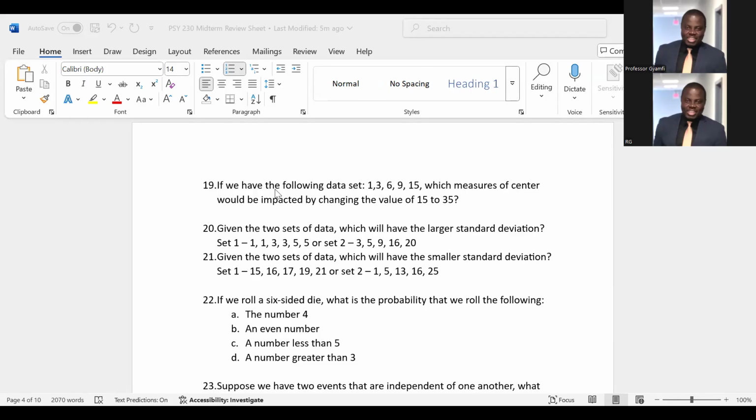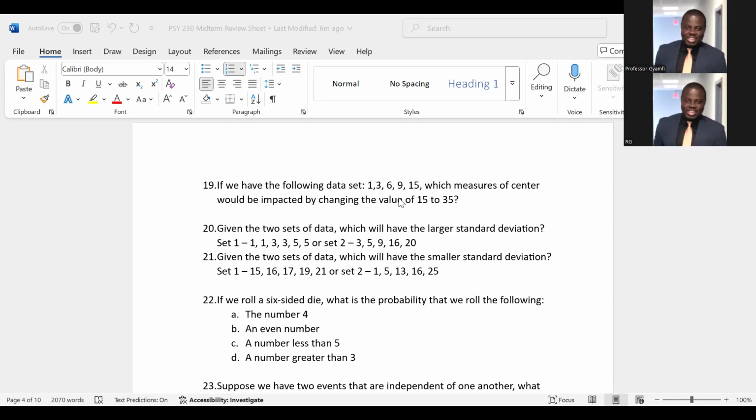If we have the following data set, 1, 3, 6, 9, 15, which measures of center would be impacted by changing the value of 15 to 35? All right. So this data set is already arranged, 1, 3, 6, 9, 15. Because it's already arranged, if you decide to find the median, it's going to be the middle number, which is 6. Now, if I change 15 to 35, the median is still going to be 6. It doesn't change, even though the largest number changed.